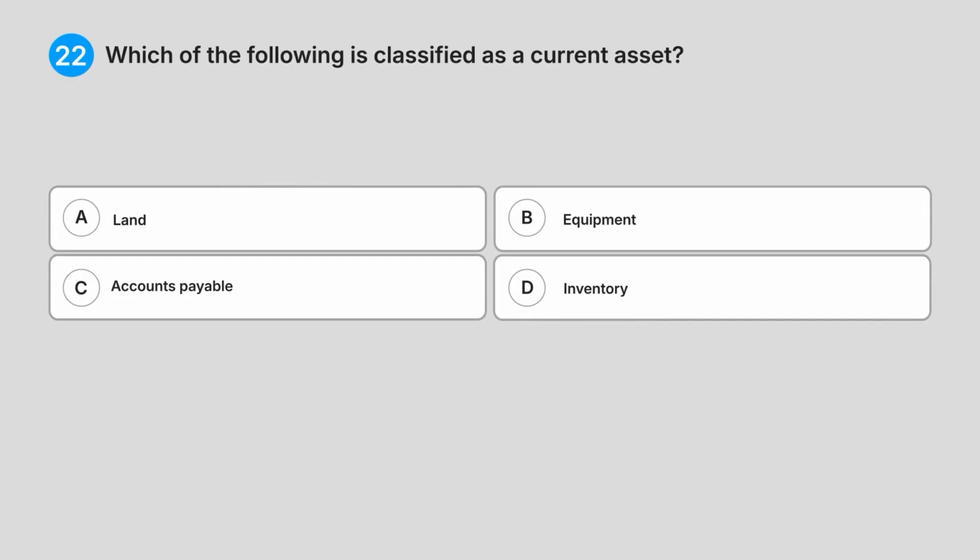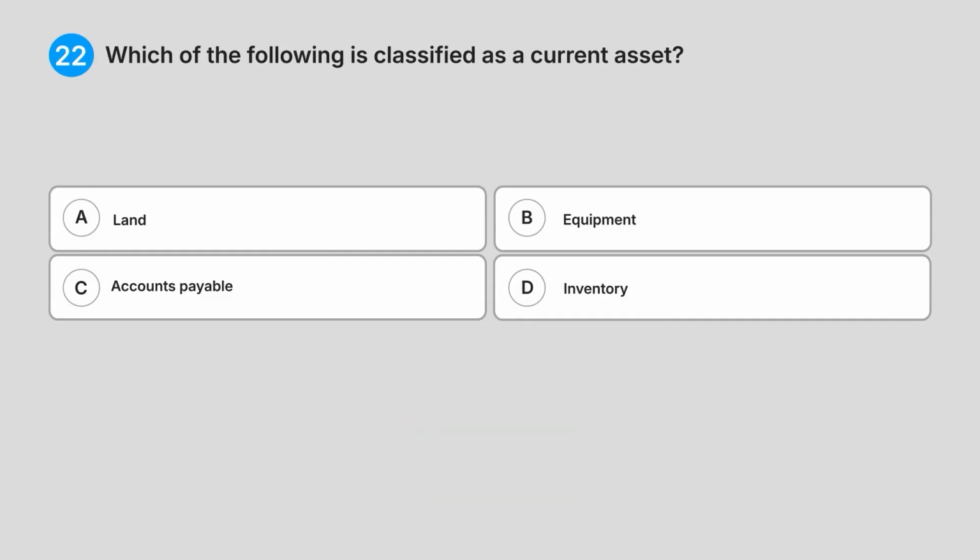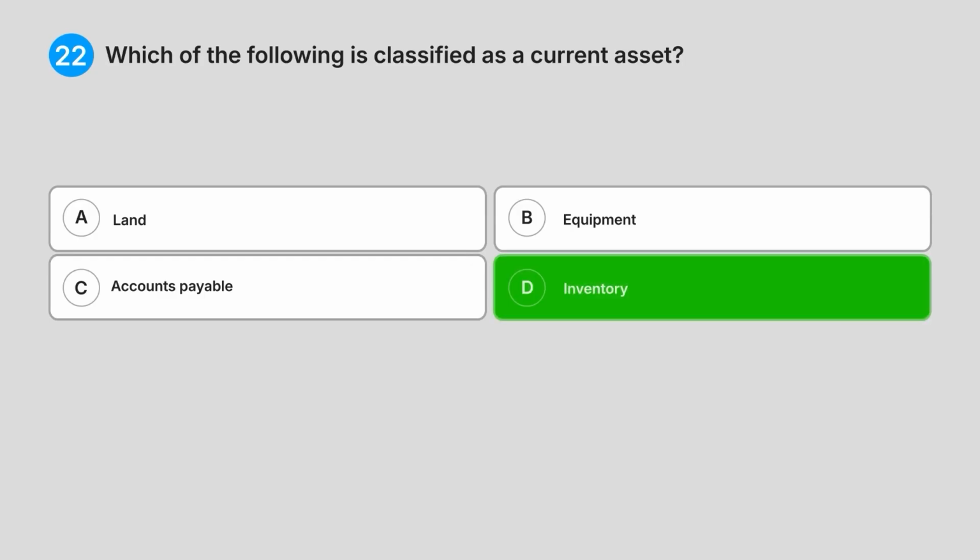22. Which of the following is classified as a current asset? A. Land. B. Equipment. C. Accounts payable. D. Inventory. What do you think is the answer? Correct answer. D. Inventory.